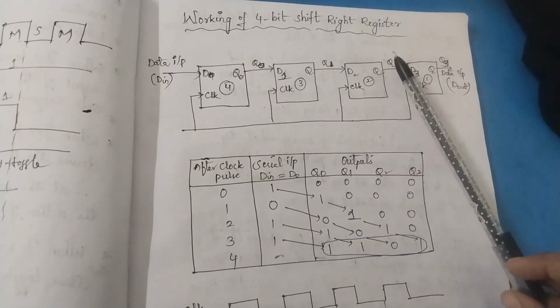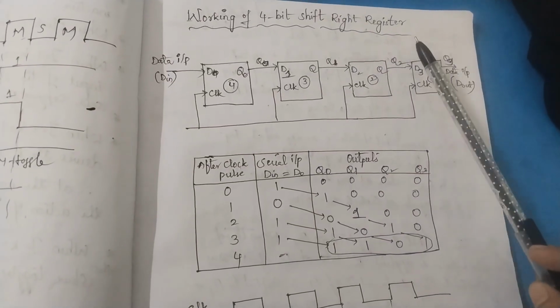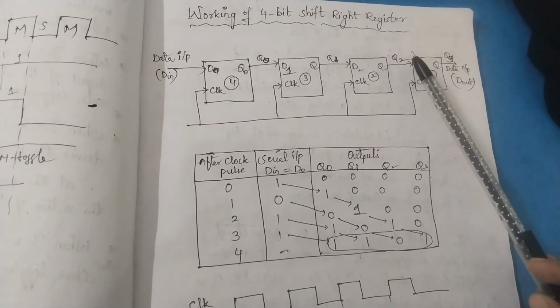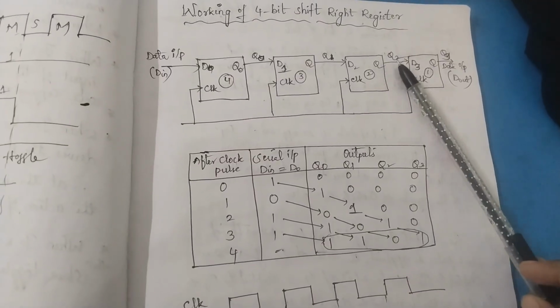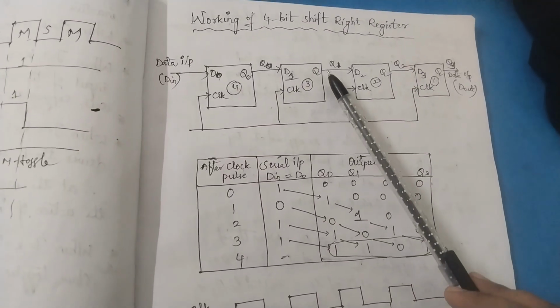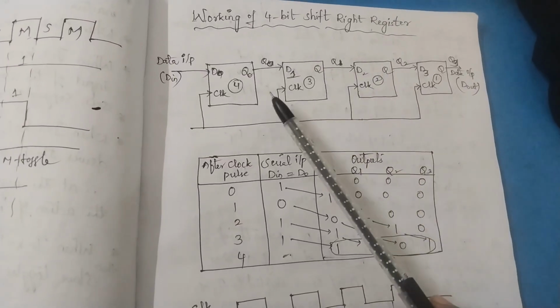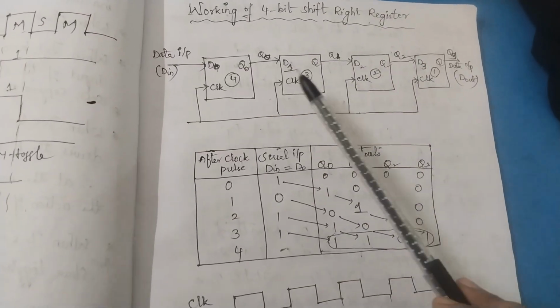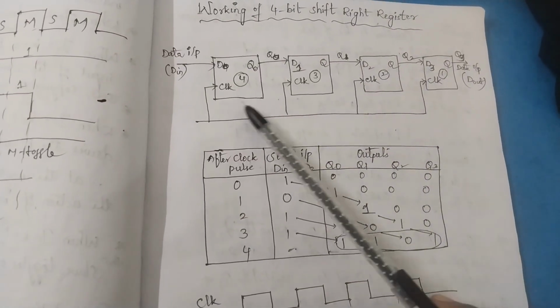So see here, firstly see the definition of shift right register. A register which shifts the data towards right side is known as shift right register. Since the question is 4-bit shift right register, therefore we have to use 4 flip-flops here. Those are D flip-flops we have used here.